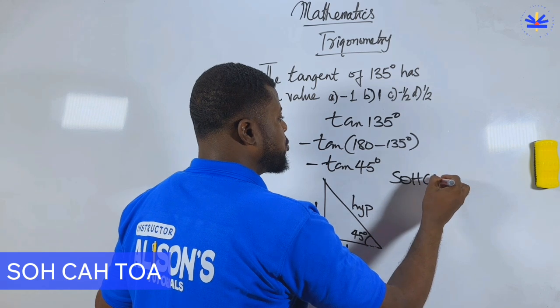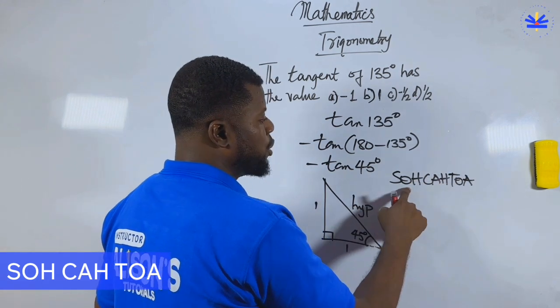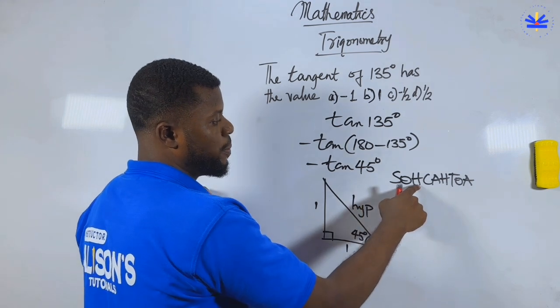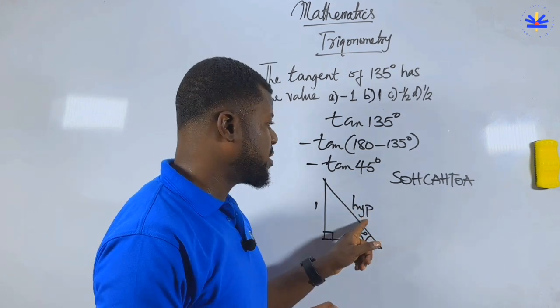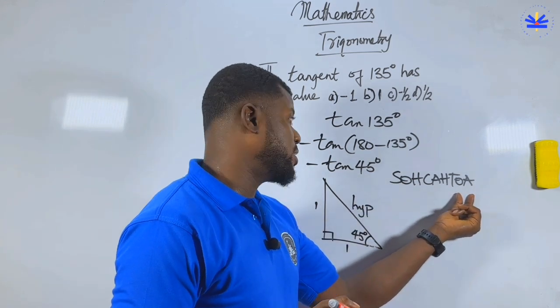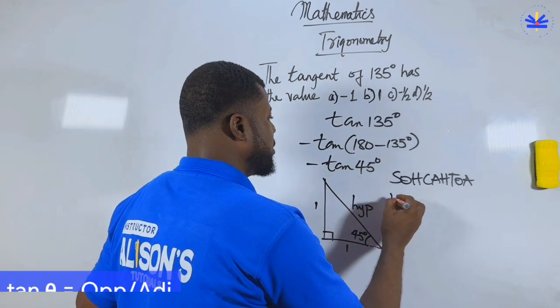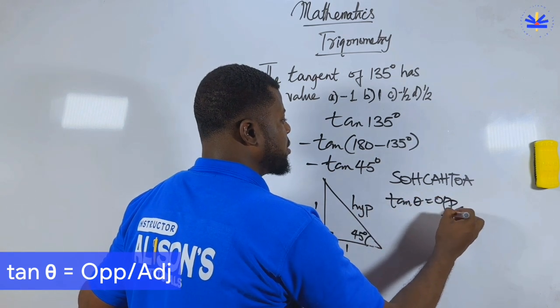SOHCAHTOA defines these three ratios. For sine, you need the hypotenuse: opposite over hypotenuse. For cos, you need adjacent over hypotenuse. So whatever this is, that's how you can get this. But for tan, we do not necessarily need the hypotenuse, because tan theta is opposite over adjacent.